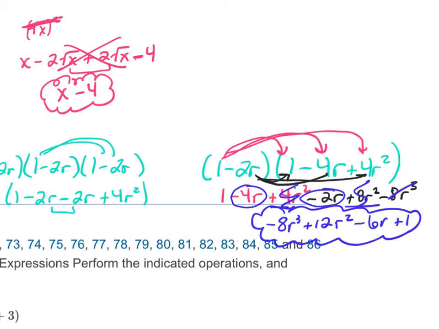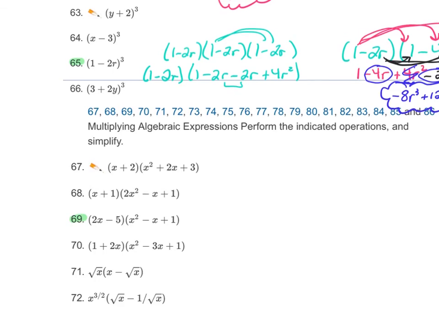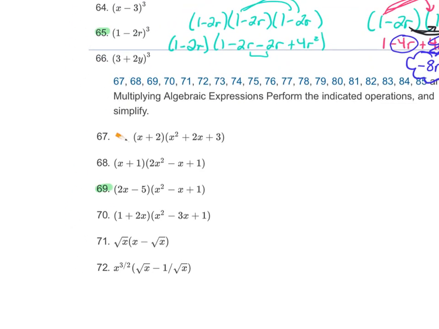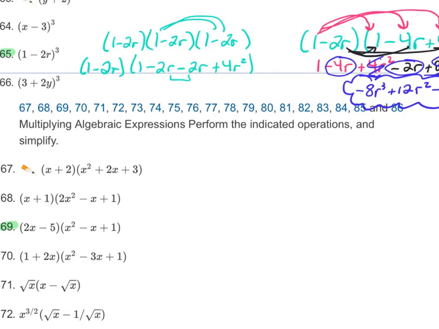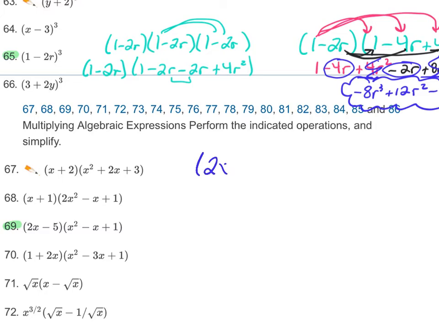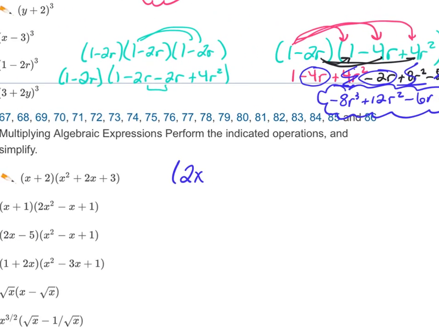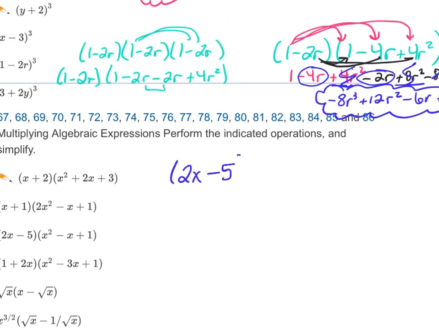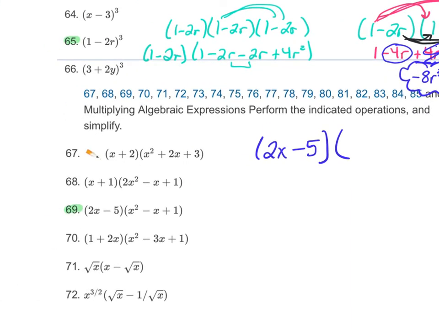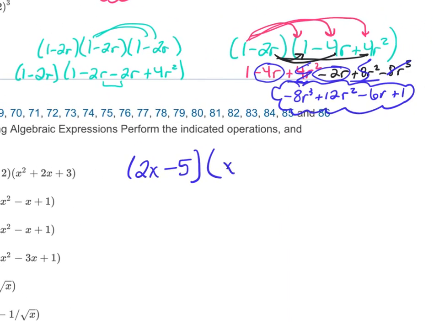All right, moving along. This is just a big multiplying problem, 69. I'm going to write it up here so I can have a little more room. So 2x minus 5. And then I have x squared minus x plus 1.